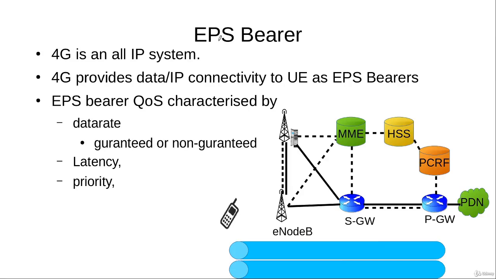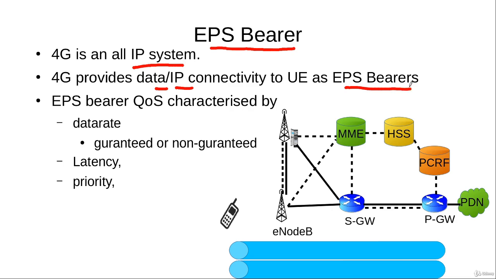Now we come to another important concept of the EPS bearer. We know that 4G is an all IP system. That means that all the services provided by a 4G network to its users, whether it is data services, voice services, or multimedia services, are provided over IP packets.